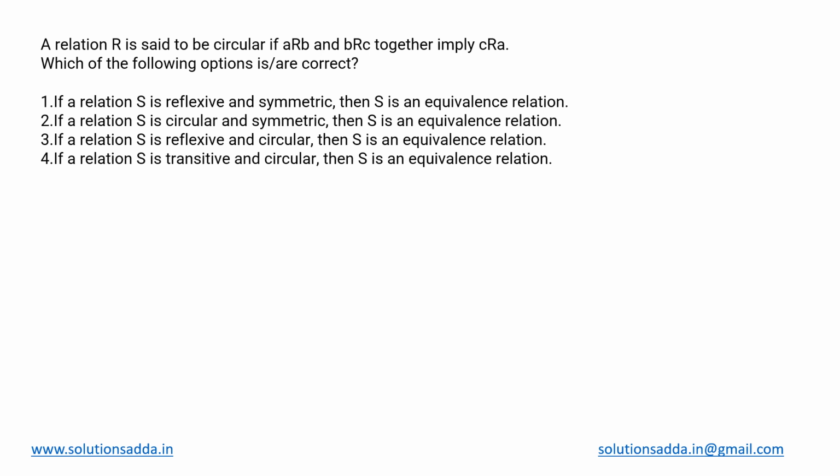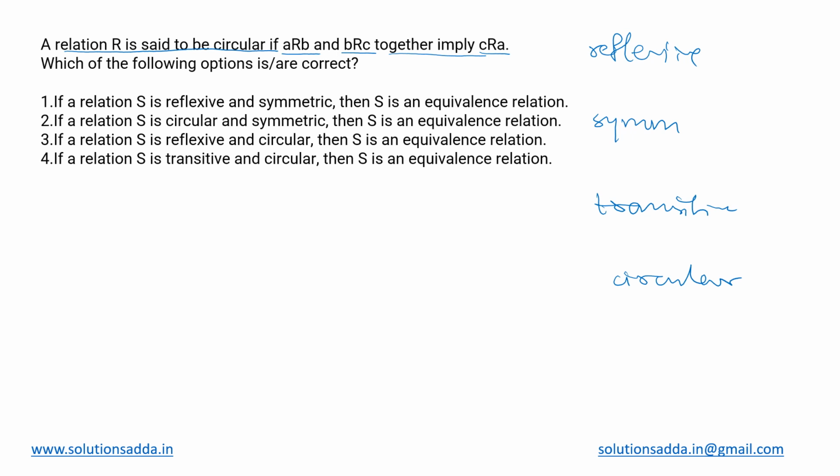This is a mathematics question based upon sets and relations. They have defined a relation R to be circular if A related to B and B related to C together imply C related to A. So we already know three types of relations, that is reflexive, then we have symmetric, and we have transitive. And in addition to this, they have defined a new type of relation, that is circular.